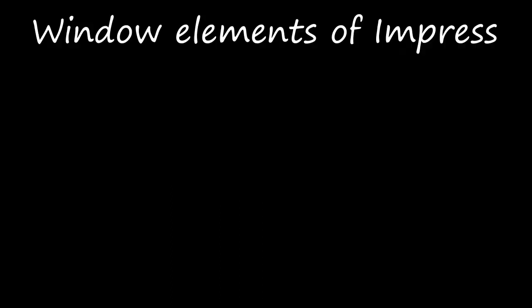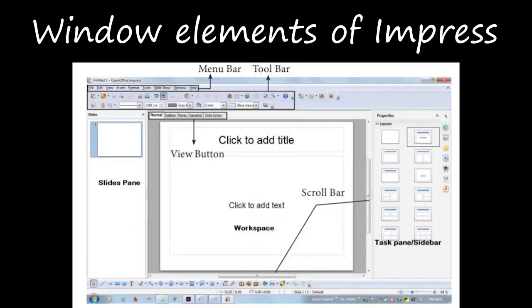And the next one is the window elements of Impress. Okay, this shows the elements of the Impress window, an open source application. Okay, the window elements of Impress include title bar, menu bar, toolbar, ruler bar, scroll bar, and these are similar to the elements of OpenOffice Writer also, right? Here first you have the view buttons. In this workspace, it will have 5 tabs: normal, outline, notes, handout and slide sorter. Okay, as you can see here, these 5 tabs are called view buttons.